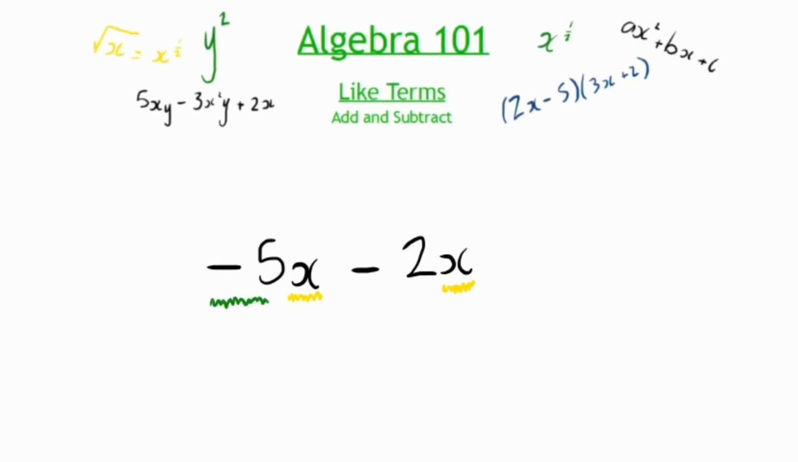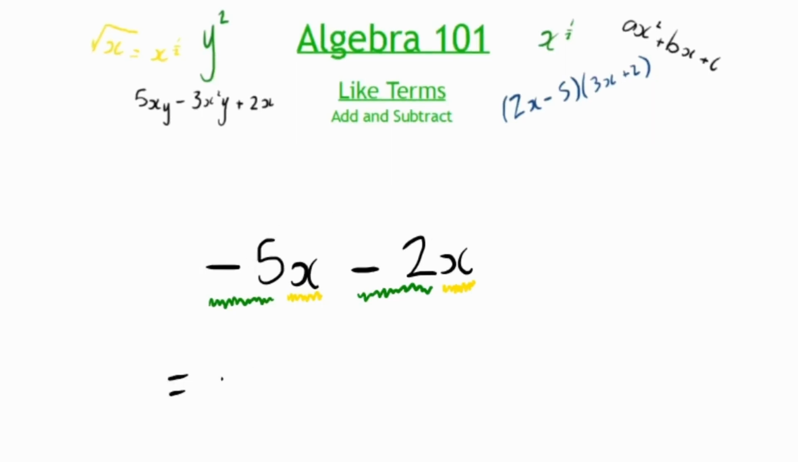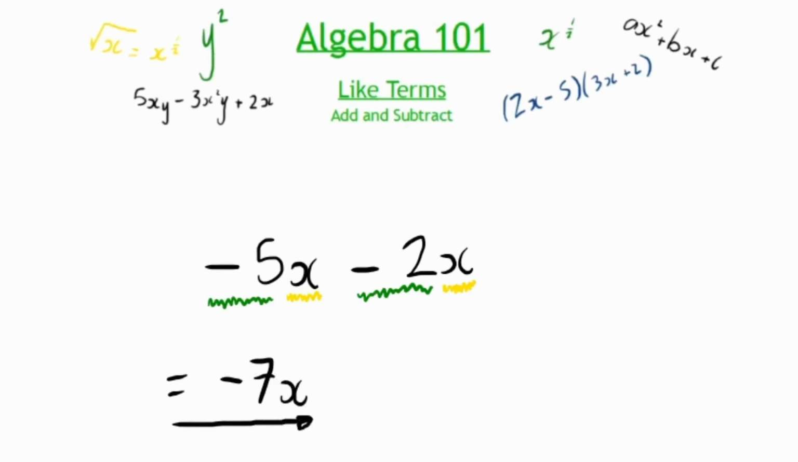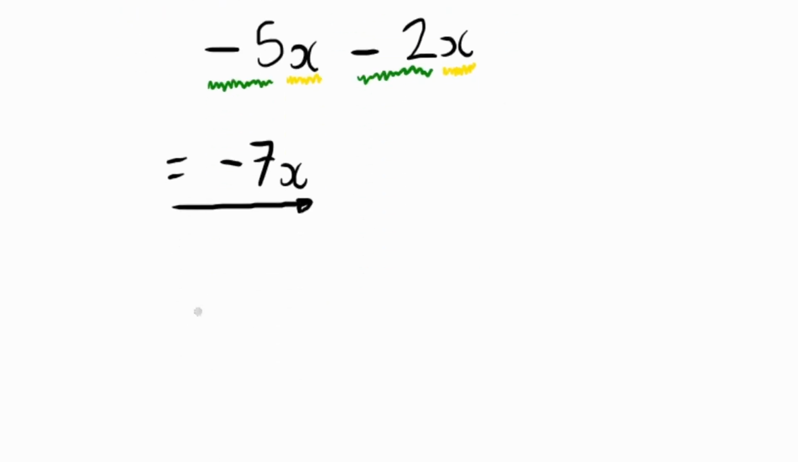So the coefficient of this first term is negative 5, and the coefficient of the second term is negative 2. So we add the coefficients, negative 5, negative 2, which gives me negative 7, and I need to remember to still add my x. So now let's look at one more slightly complicated example, and then it is your turn.